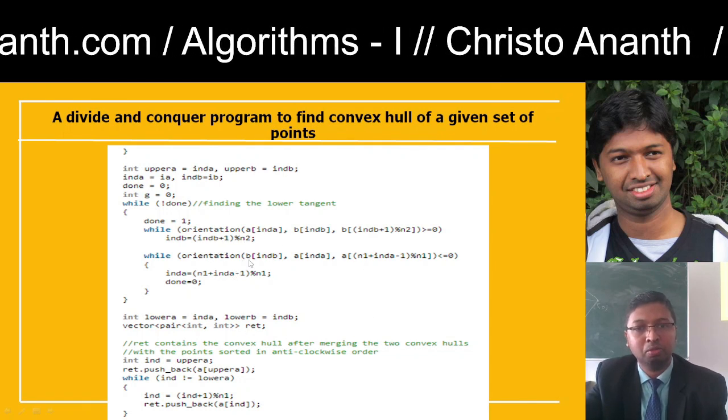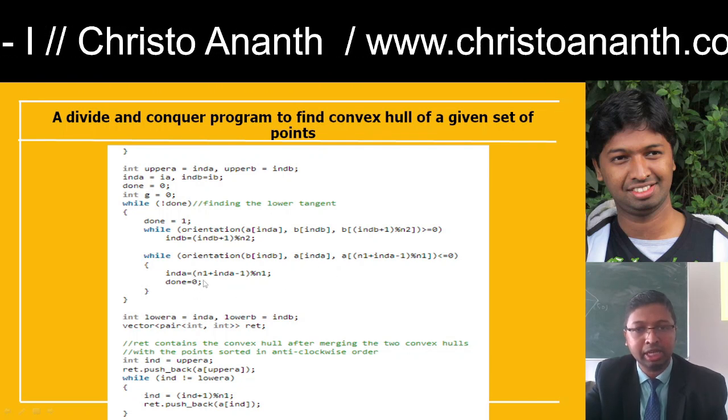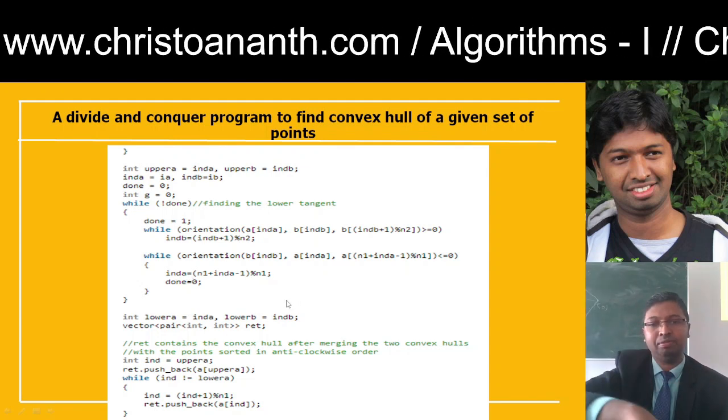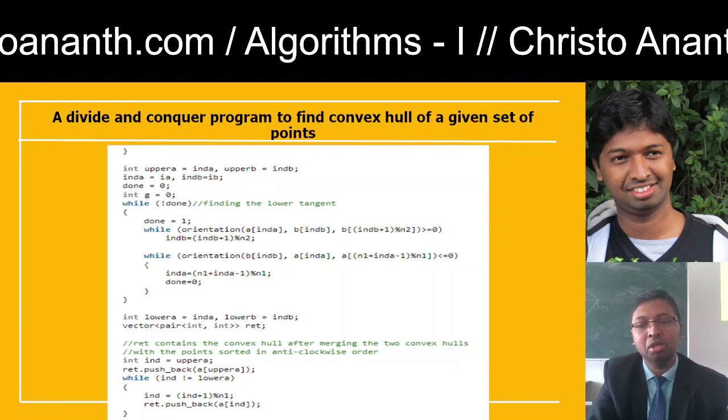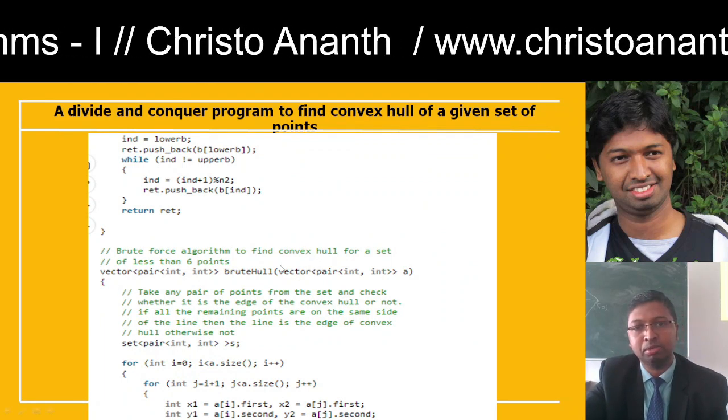Then you will go with the orientation of b in b, a in the end of a. So in a n1 plus in a minus 1 modulus n1. The same goes for the upper part and the lower part, you are going to go with these functions. Then you'll go with the brute force algorithm to find the convex hull.